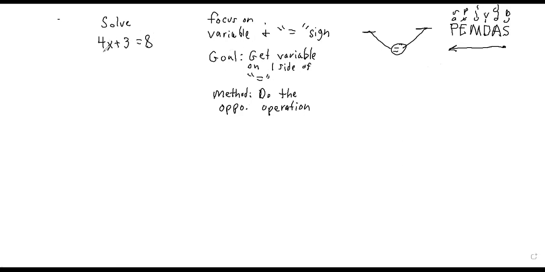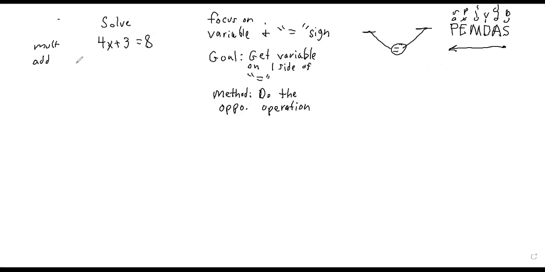So we're going to look on the variable side of the equal sign, and we're going to look at the operations. We have two operations here. Whenever two things are close together, like this 4 and x, that's multiplication, right? And then we have this addition here, so that's addition. So the two operations we have to do the opposite of are multiplication and addition.